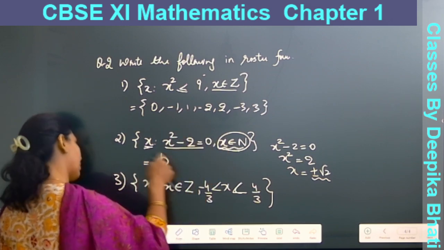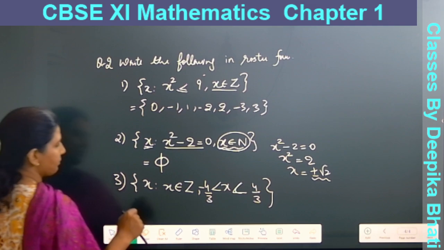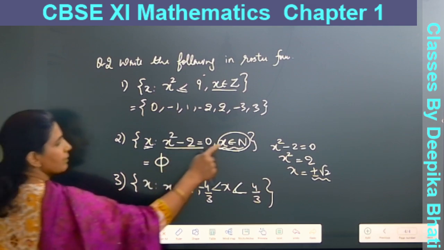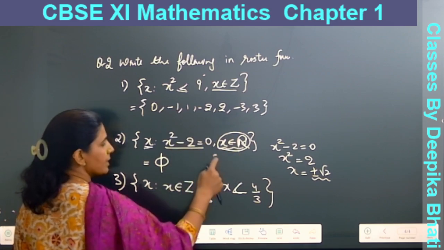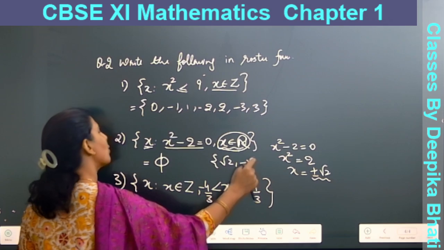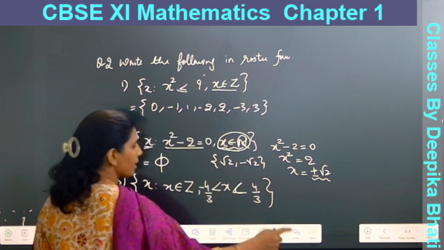So this must be an empty set, okay? And if this belongs to real numbers, suppose this belongs to real numbers, then this set has root 2 and minus root 2 as solutions, okay?